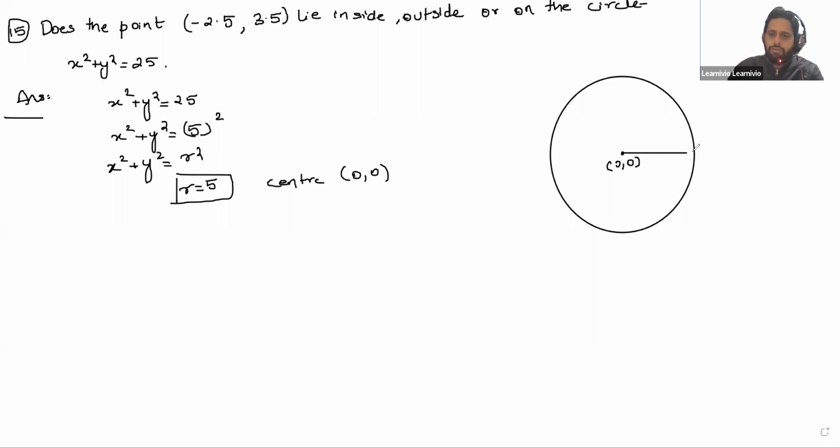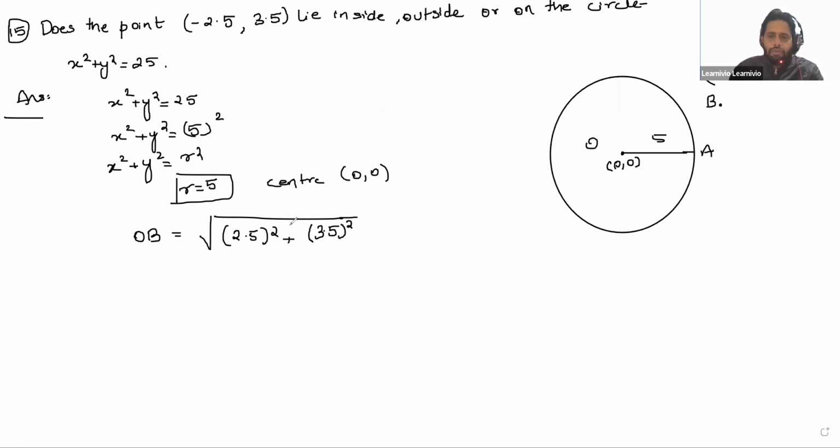And this is the point: minus 2.5, comma 3.5. So we need to check whether this lies inside or outside. We are not sure where this point will lie. Suppose this point lies over here. Let this be O, this is A, let the point be B. So we will find this distance OB. OB is under root of (0 minus minus 2.5) whole square plus (0 minus 3.5) whole square.